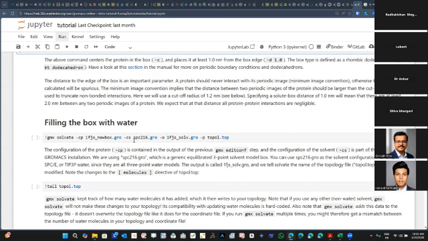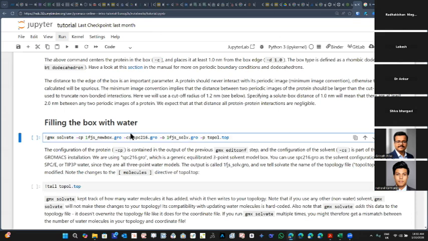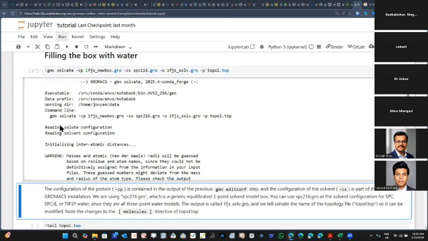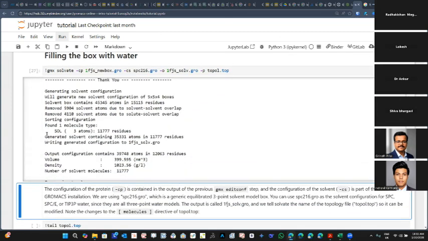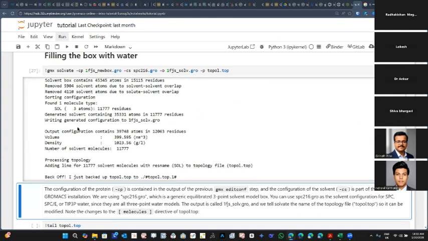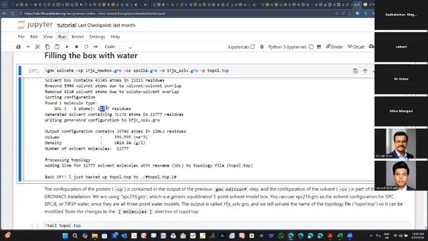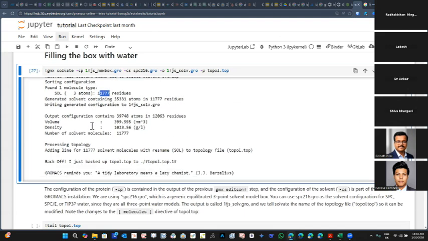Now we wanted to fill the box with the water. So we created the box now. So within the box, we want to fill the water. I'm just running that. So it is now filling the water. It will fill up a lot of water molecules and it will tell you how many of them are there. Let's see. So there are 11,777 water molecules added to the system. Yeah, SOL means solvent. Solvent here is water. So that has also got added to the topology file.